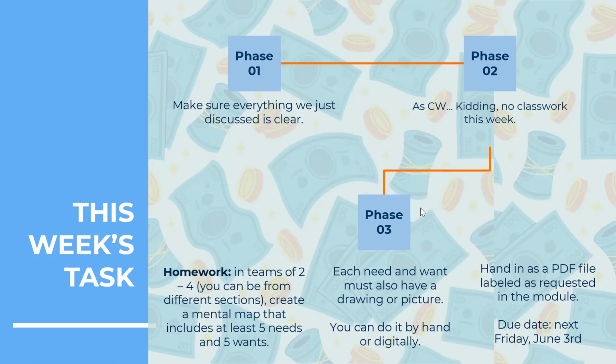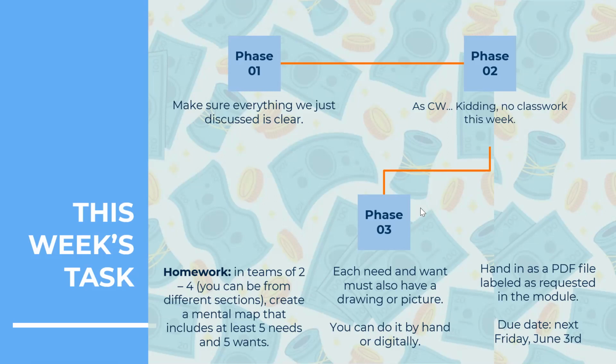You're going to choose a team. Please, no people working alone in this one. That is going to be evaluated too. You can choose only a pair, you can choose 2 other people, or up to 4 people in one group. You can be from different sections. And you're going to create a mental map that includes at least 5 needs and 5 wants that you as a team detected.